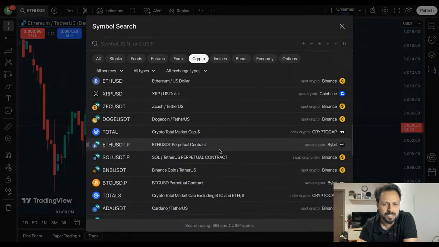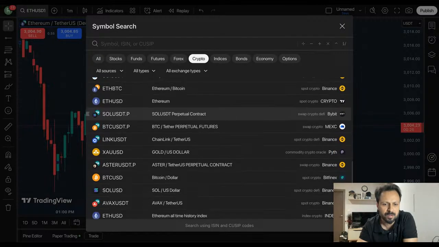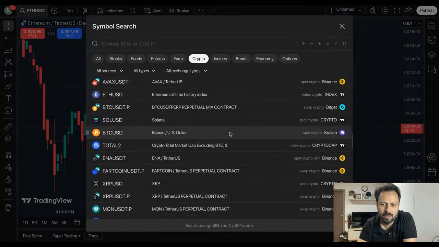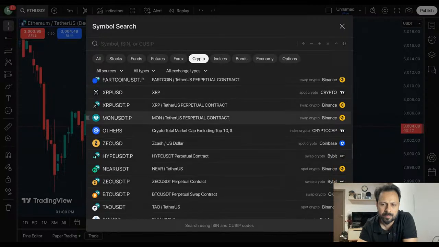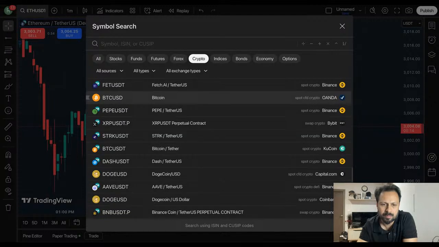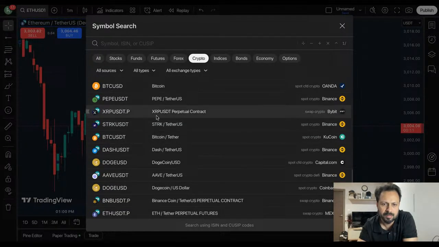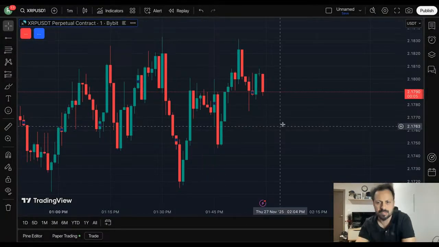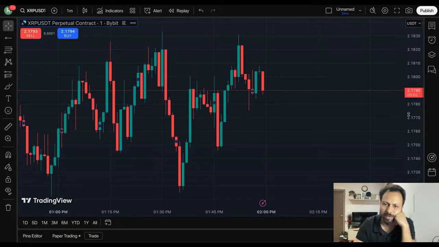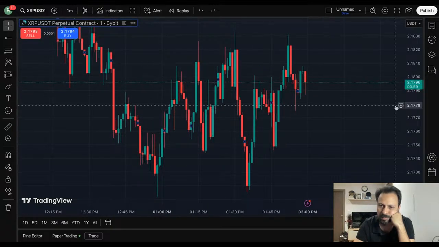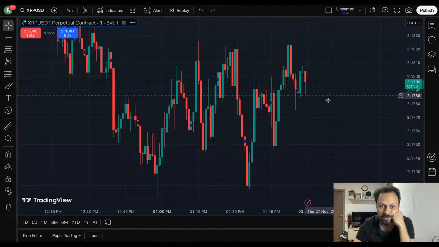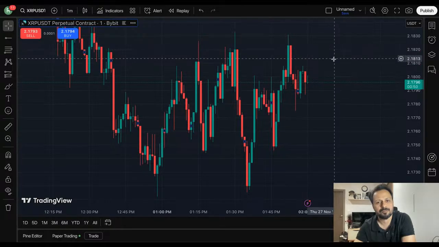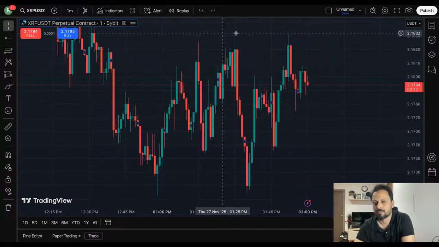So let me see a good pair, where we can get into. Okay, not SOL. BTC, USDT, XRP. We can see XRP. Ripple is a very good coin right now for short-term scalping. See the movement.